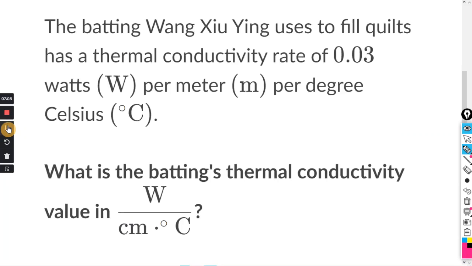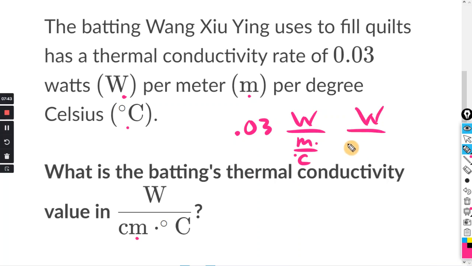All right, I don't really like the way they wrote this because this says 0.03 and then watts per meter per degree Celsius. It makes me think it's like watts per meter per degree Celsius. Okay, but clearly from this fraction right here, this is not what they meant. Their units are just like this, except the centimeters are in meters. So it's really watts per meter degree Celsius. All right, this is what it is, not this right here.